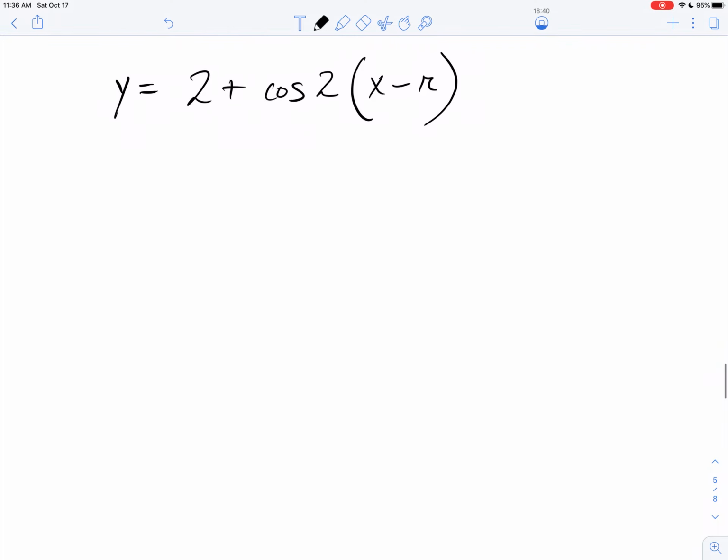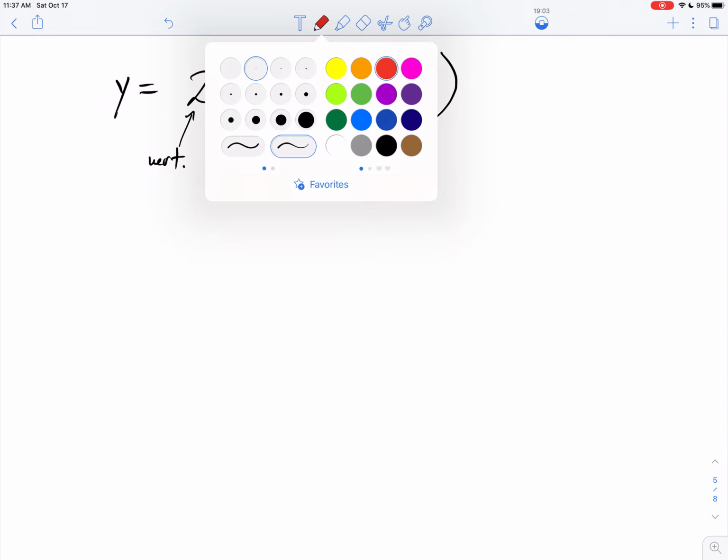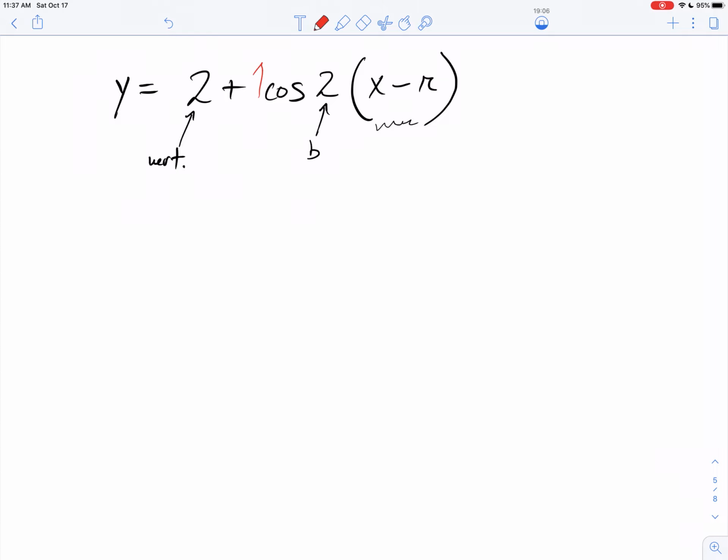2 plus cosine 2x minus pi. So this time I have a vertical shift, so I have a different center line. This time I went and messed with the period because my b value is 2. And I also have a phase shift of pi units, but one thing I did not mess with, that is the amplitude. The amplitude is 1.